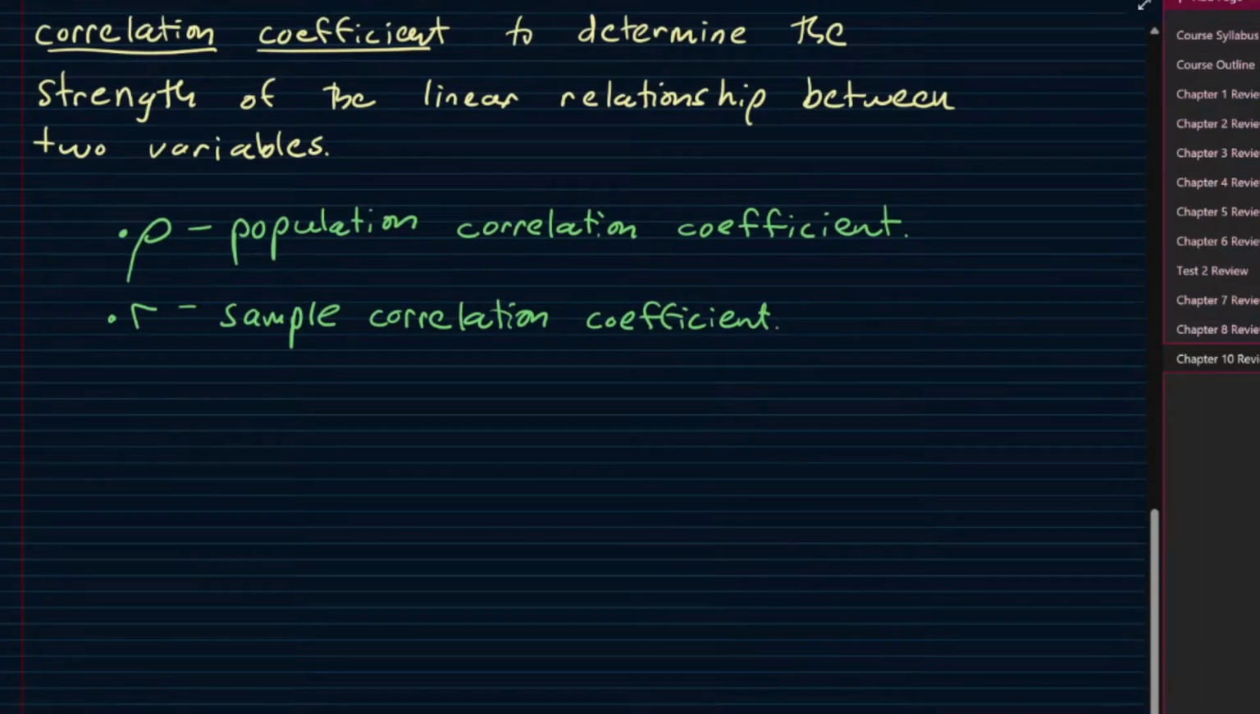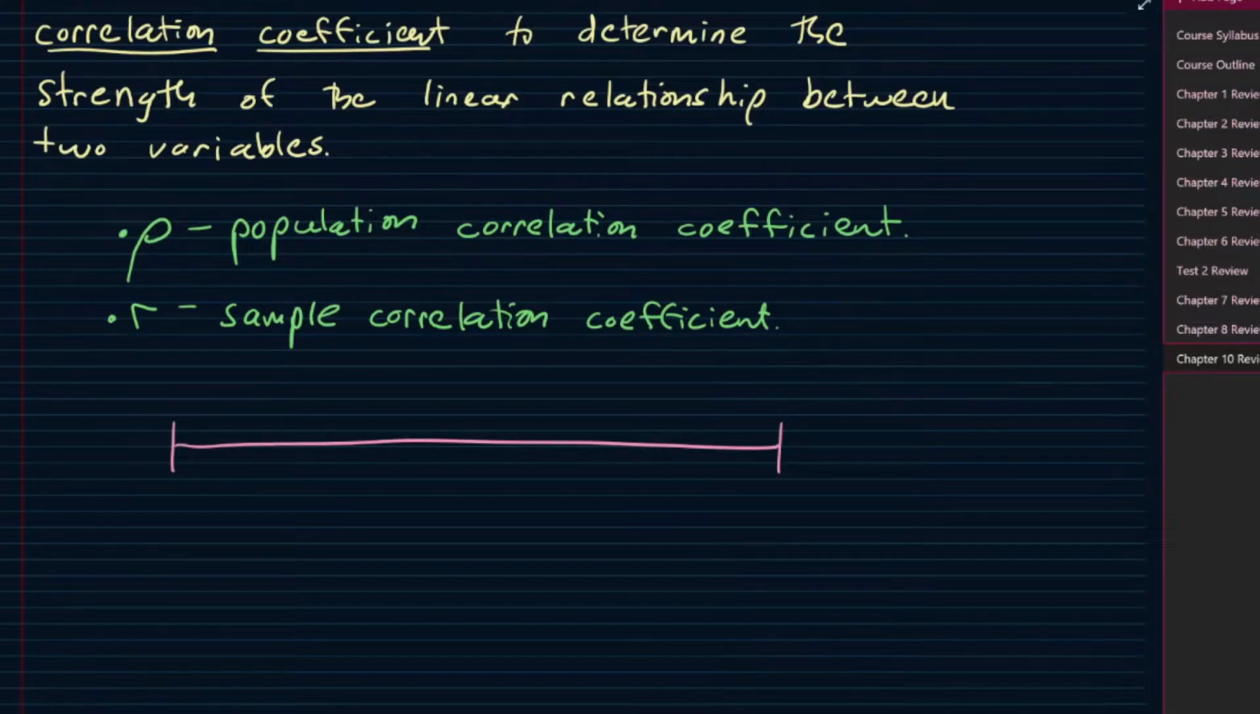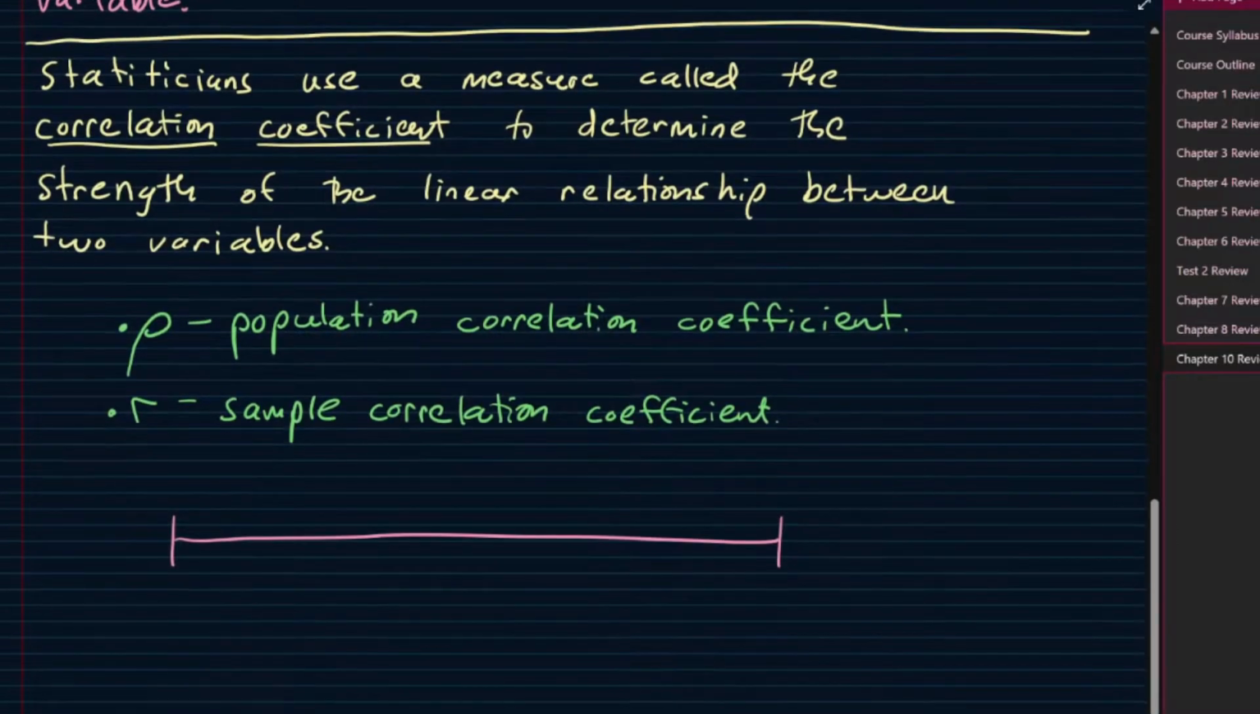So what we end up doing is we have this scale right here, and this is about R. It can have a maximum of 1 and a minimum of -1. And this is like a scale. The closer the sample correlation coefficient, aka R, is to 1 or -1, the stronger the relationship is.